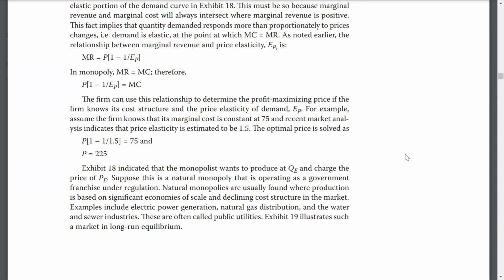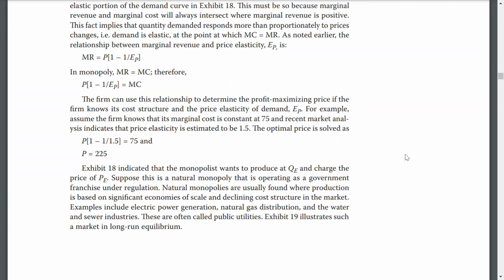For example, assume the firm knows that its marginal cost is constant at 75, and recent market analysis indicates that price elasticity is estimated to be 1.5. The optimal price is resolved as P equals 225. Exhibit 18 indicates that the monopolist wants to produce QE and charge the price of PE.